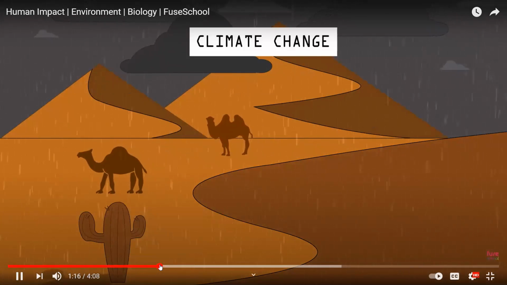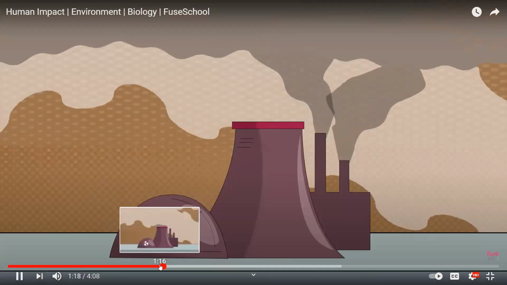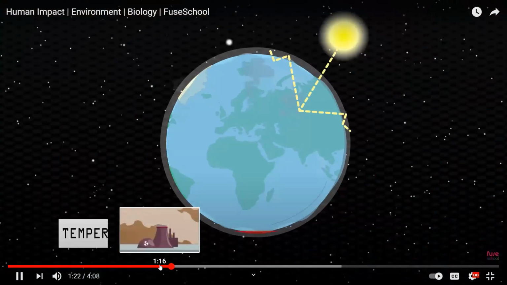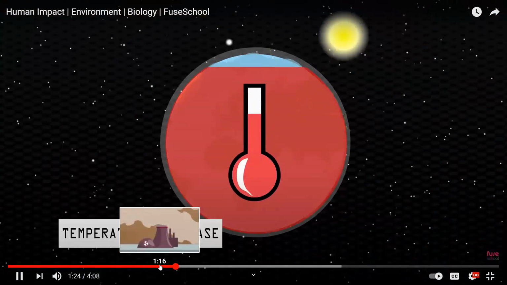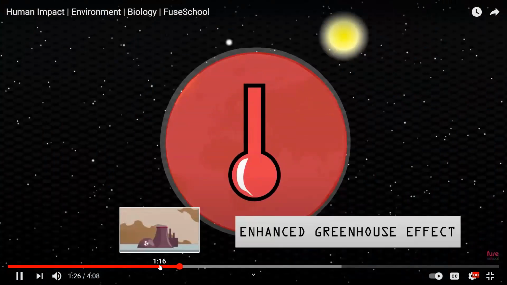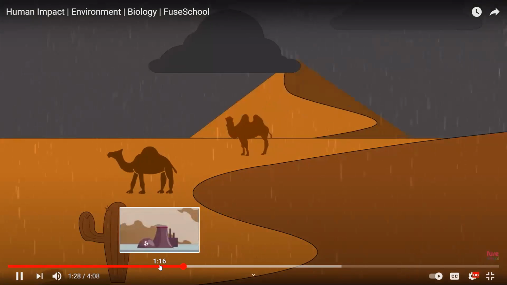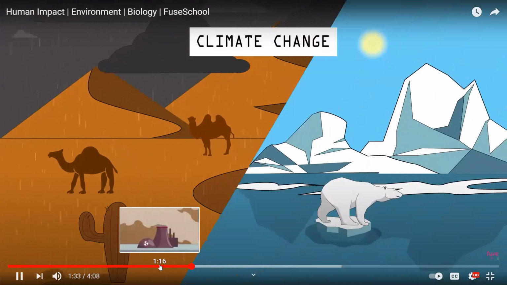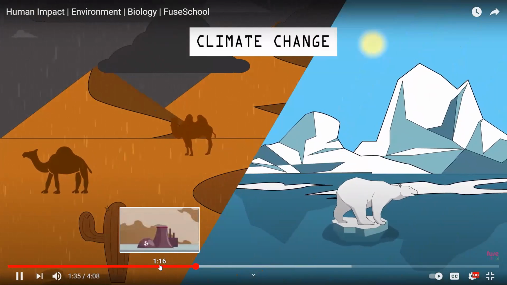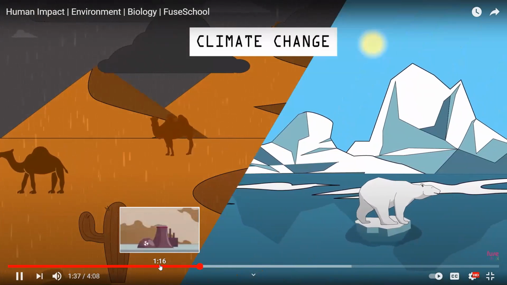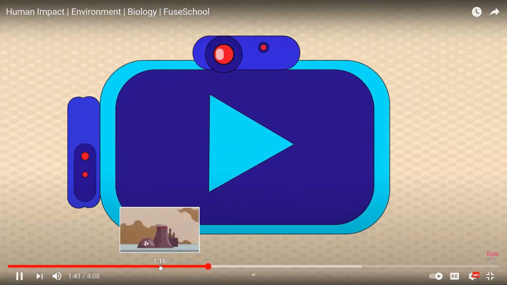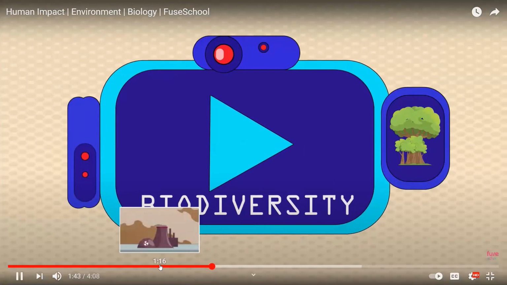Some areas of the world release carbon dioxide into the atmosphere, which is a greenhouse gas. Increased greenhouse gases cause an increase in average global temperatures, known as the greenhouse effect. This is linked to climate change. Some areas of the world are getting wetter and others hotter and drier, and these changes have an impact on ecosystems and biodiversity. If you want to learn more about biodiversity and why it matters, watch this video.